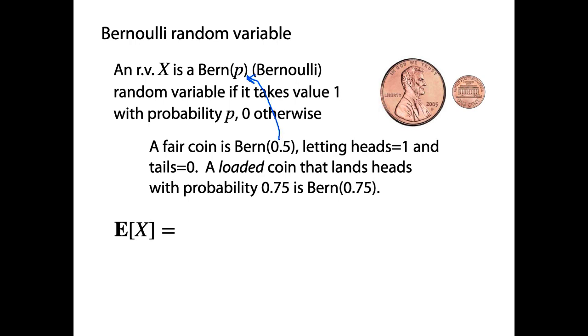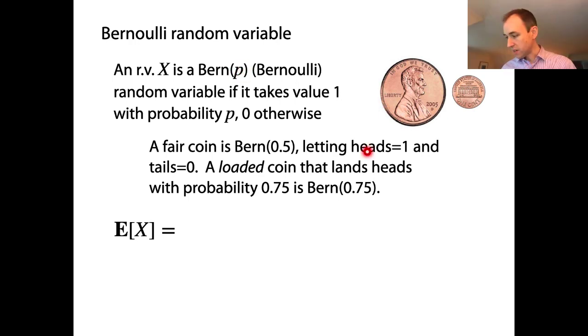0.5 for P. So that would be a Bernoulli 0.5 random variable with heads equal to 1 and tails equal to 2. And then a loaded coin where landing heads happens with probability 0.75 or 3/4. That would be a Bernoulli 0.75 random variable where the 0.75 again is just that parameter P. Okay? All right, so P is the chance of heads, which takes the value 1.